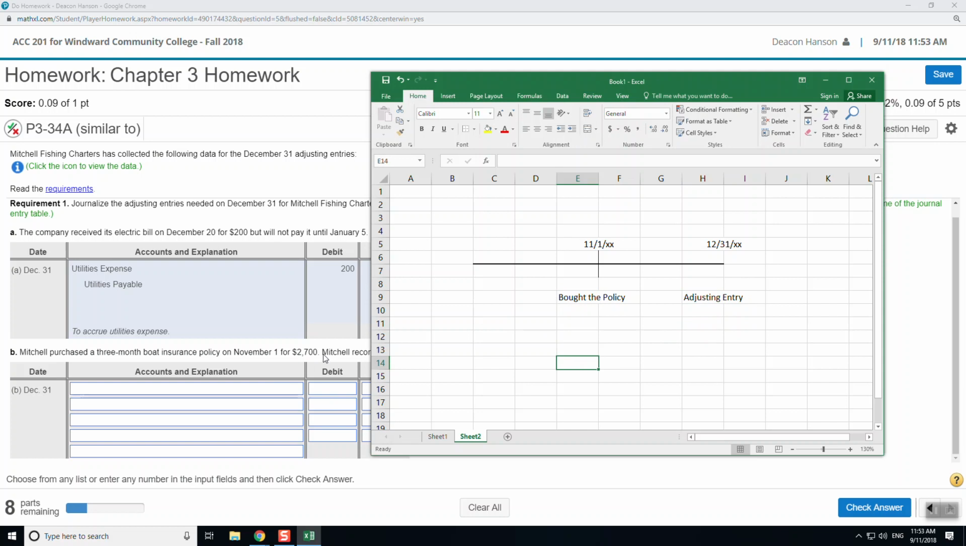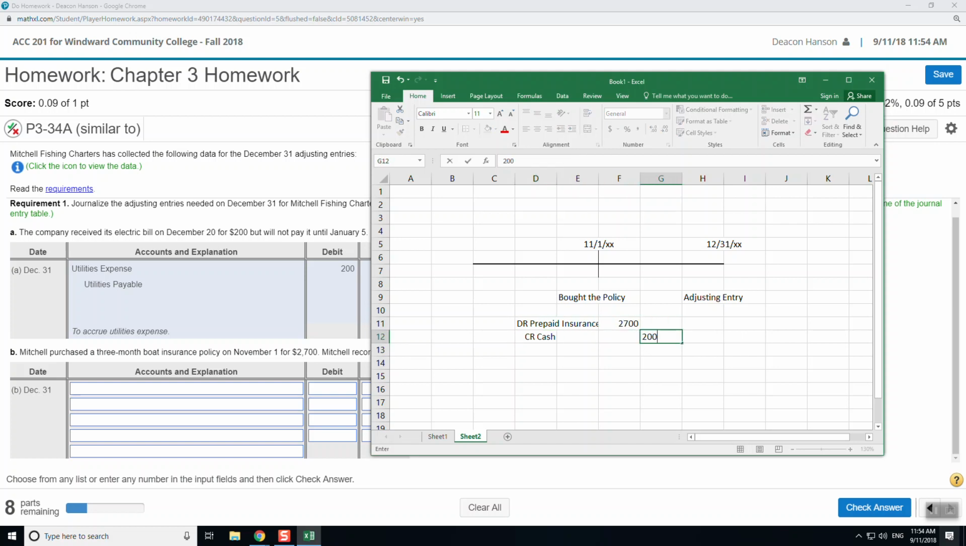Your numbers might be different if you're working along with me. So think of the entry. When you made the entry, when you bought the policy on November 1st, it's a 3-month policy, but as of November 1st, you haven't received any coverage. So if you think back at November 1st, you would have had an asset called prepaid insurance. Okay? And you would have spent cash.